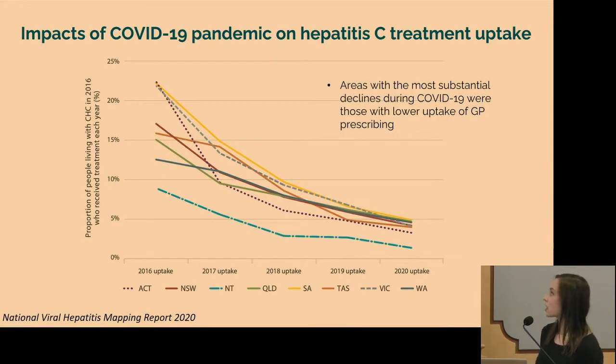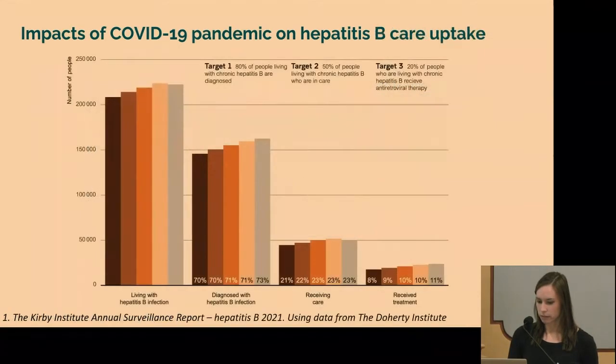And just one other thing to highlight: the areas with the more substantial declines were those where there was lower uptake of GP prescribing. GPs are now the most common prescribers of Hep C treatment, about 45%, but in Victoria that's much lower. In those regions with lower GP prescribing, there was a greater decline during COVID, and I think it's plausible that could have been due to lower resilience of health services, because so many hospitals were overwhelmed during COVID. So that's one factor where increasing GP prescribing could potentially help to mitigate some of these impacts.